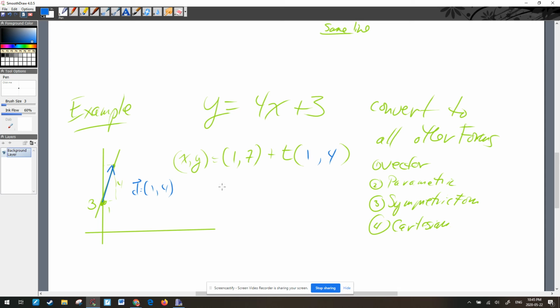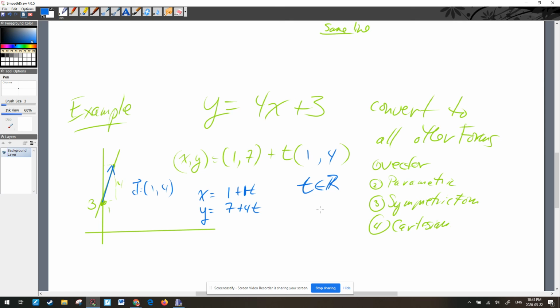Okay, parametric form, easy, easy, easy. x is equal to 1 plus 1t, or just t, I think I'll put the 1 in there just because it's nice to be able to see the direction vector sitting there. And then y is equal to 7 plus 4t. And for all of these, we've got t a member of the reals, right? It has to be a member of the real number system. So there is the parametric form.